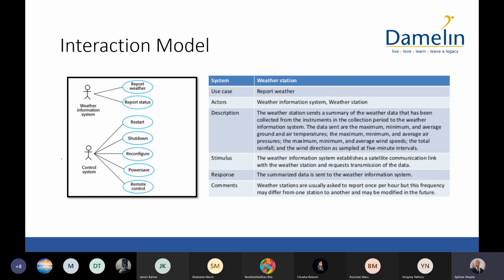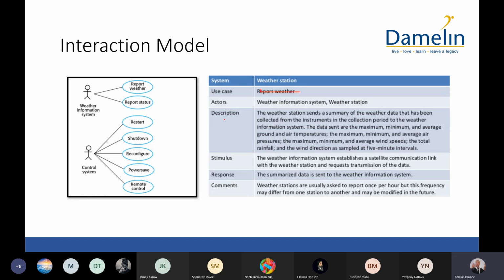Also, if you look at the use case diagram, it has multiple use cases, and we can take all of these use cases and we can put them in a table. This table that you see here, we refer to it as a use case description. A use case description is basically a table that provides additional information about a particular use case. So here they made an example with the first use case, which is report weather. The name of the use case is report weather. And who are the actors? We have the weather information system and the weather station.